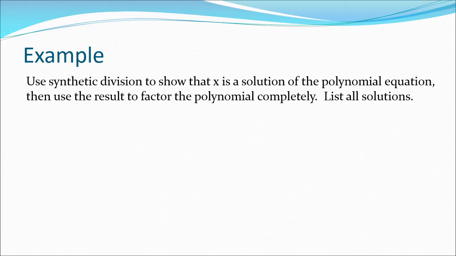Okay, use synthetic division to show x equals 2 is a solution, which means you'll have a 0 remainder, and then factor the polynomial you'll get, and list all solutions. Now, notice they're giving you x equals 2. They're not giving you x minus 2 or x plus 2. When they give you x plus or x minus, that's when you want to change the sign, but here they're just flat out giving you the number. So don't change the sign on that.